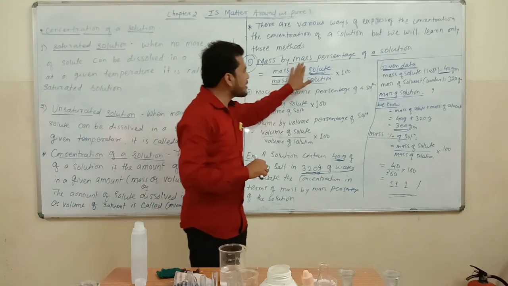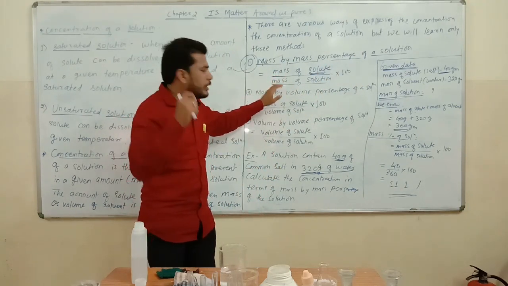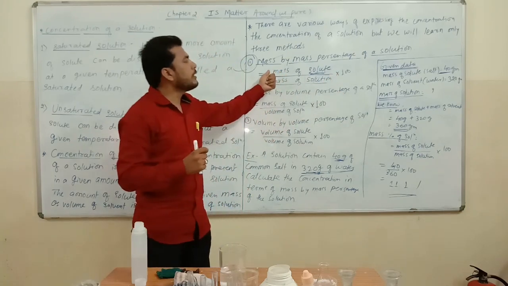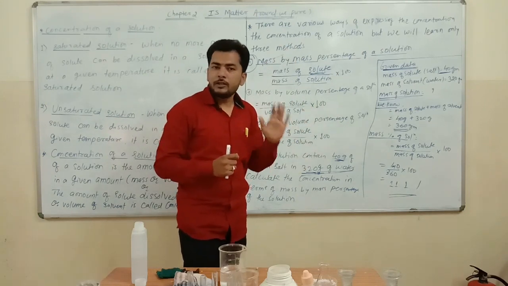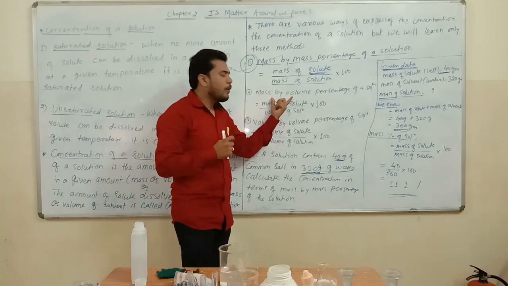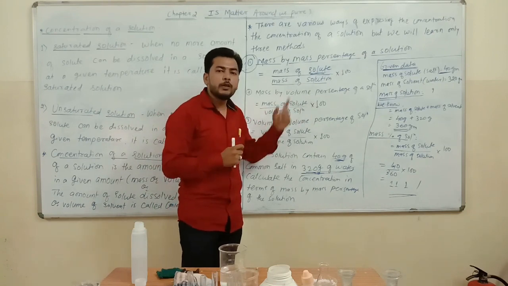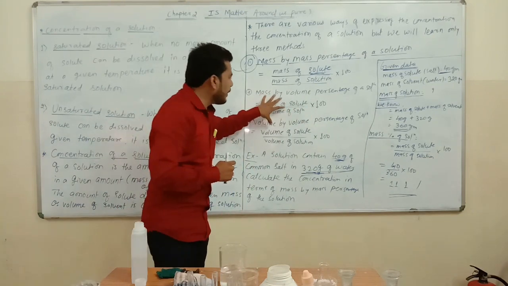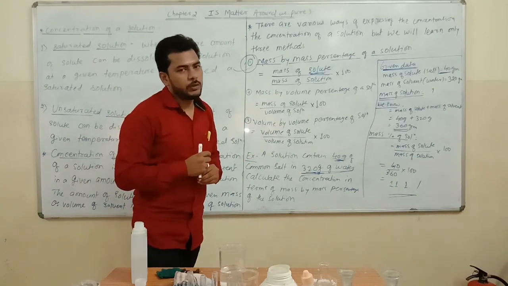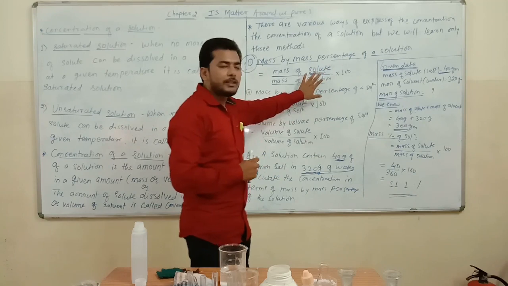First, we see mass by mass percentage of a solution. In this method, we take mass of solute divided by mass of solution, into 100. In this way we can calculate the concentration of the solution. In the second way, we see mass by volume. In it, mass of solute divided by volume of solution, into 100.